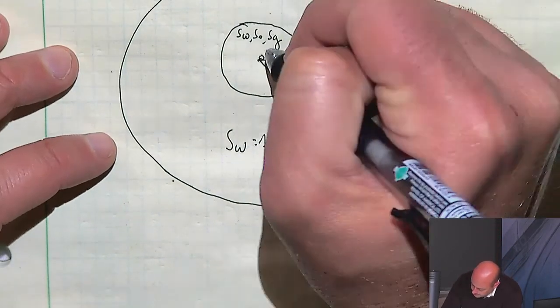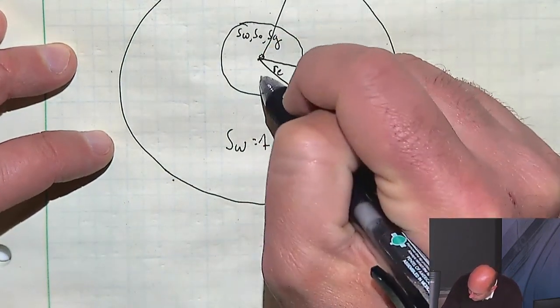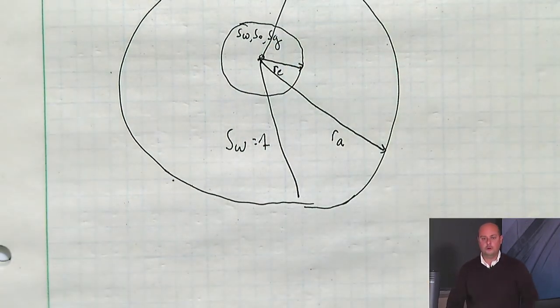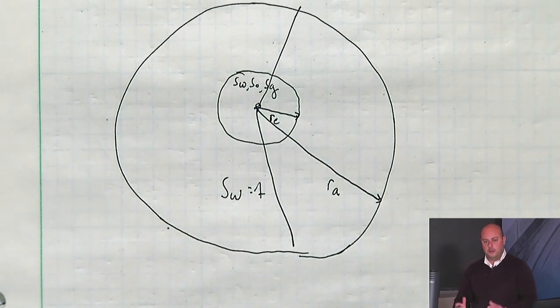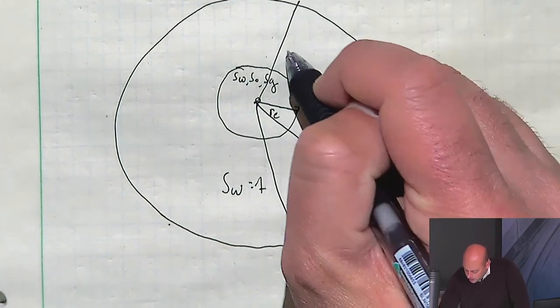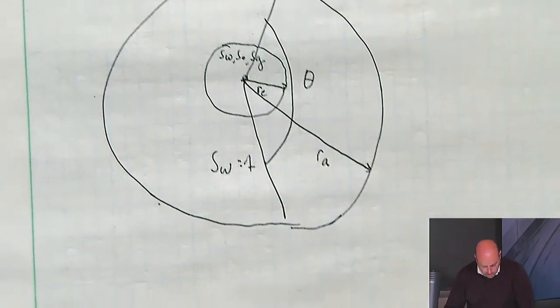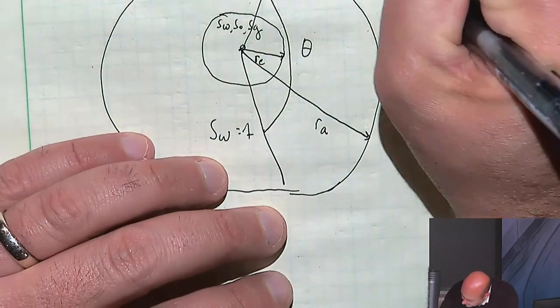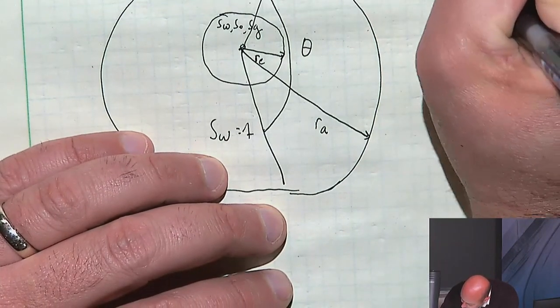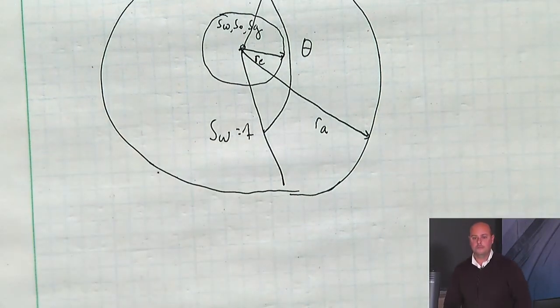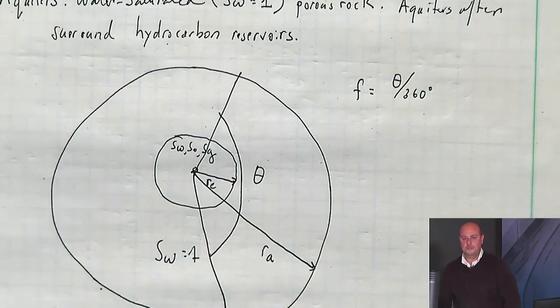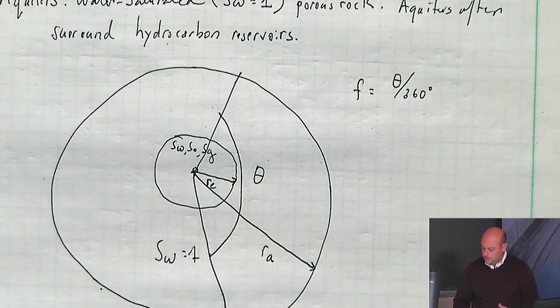So one thing is that we don't always have a perfect circle. It might be just part of that, a fraction of that, and I'm going to call this angle theta. And we often use this factor f, which is theta divided by 360 degrees. So if theta were 360, so a full circle, that would be 1. And if theta is less than 360, then you'd have f of less than 1.